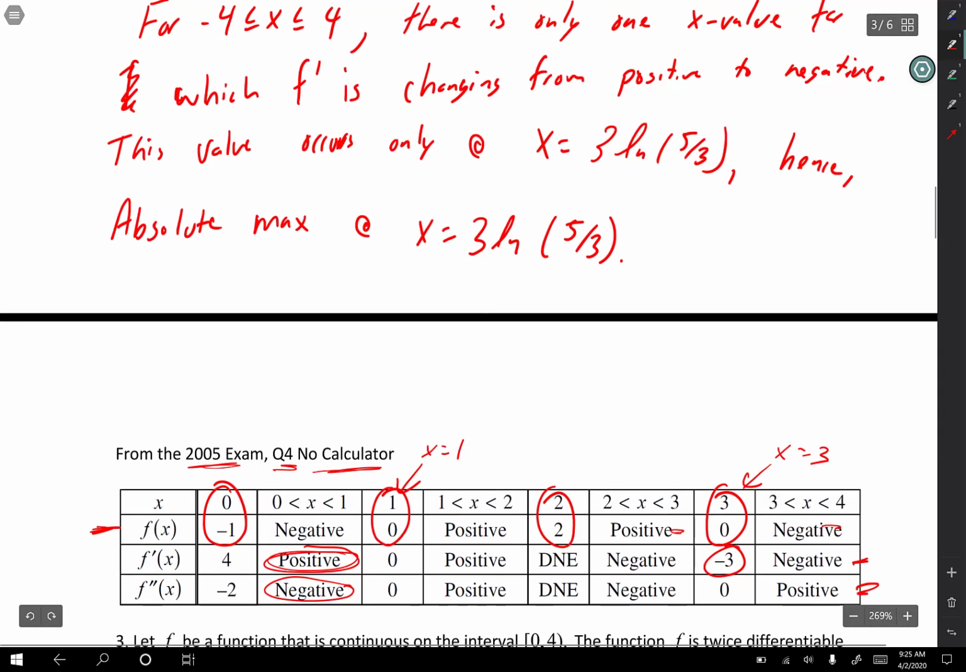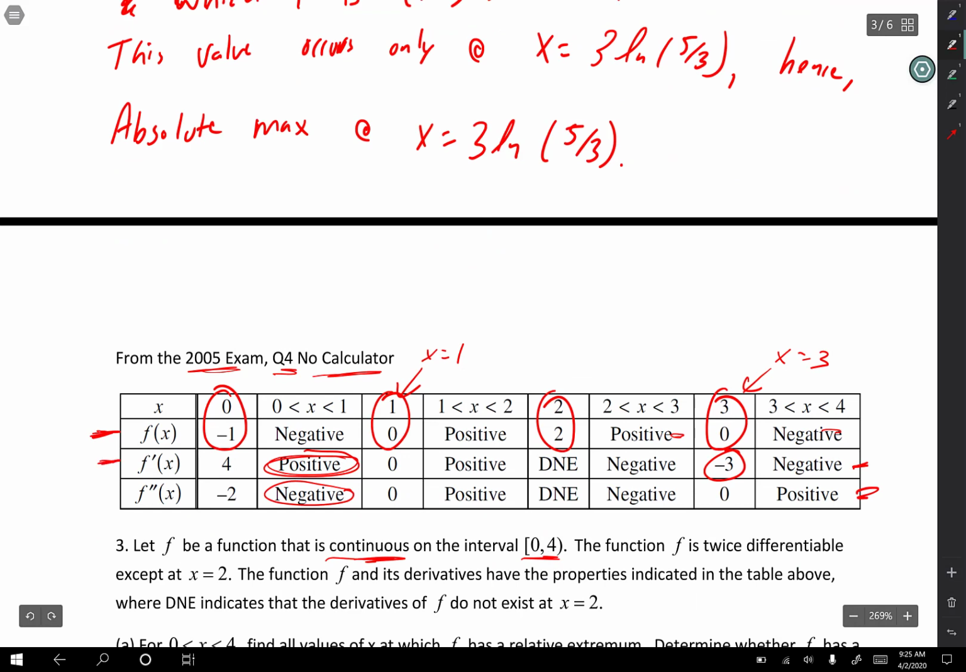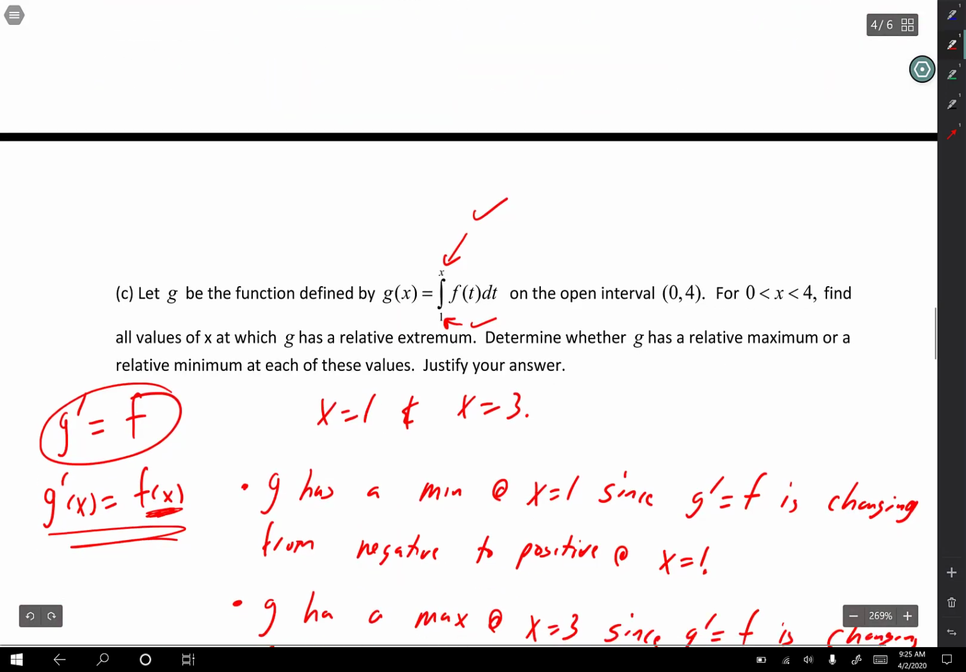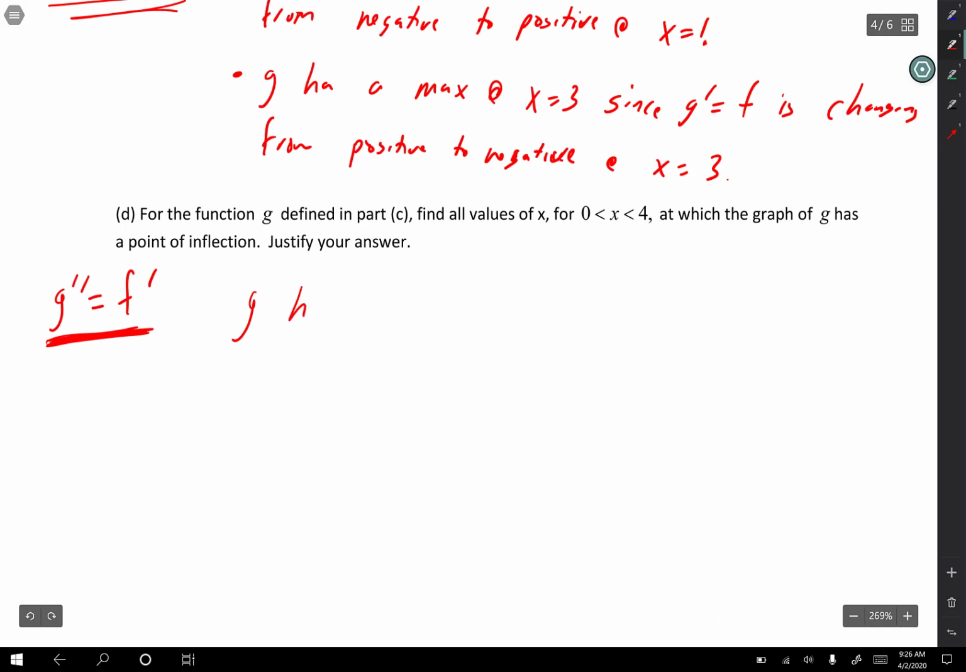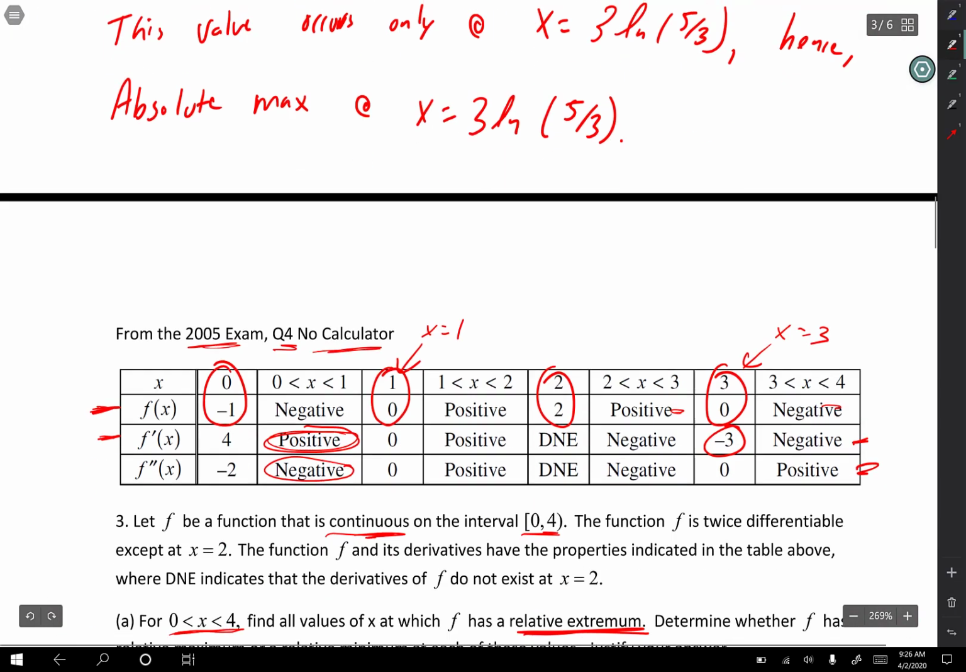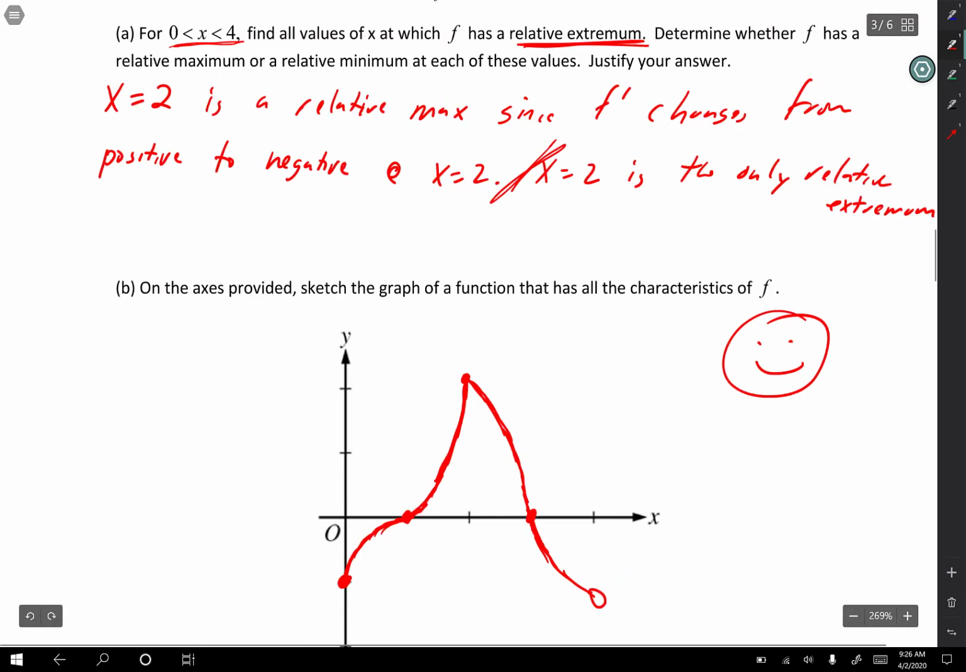So let's see. Let's look at f prime. I'm looking at this one, and it looks like just at 2, and that's it. Just at 2 it looks like. Positive to positive, did not exist, negative, so positive to negative, so just at x equals 2. So I'm going to write g has a point of inflection at x equals, was it 2, guys? g prime prime equals f prime, yeah, positive to negative.